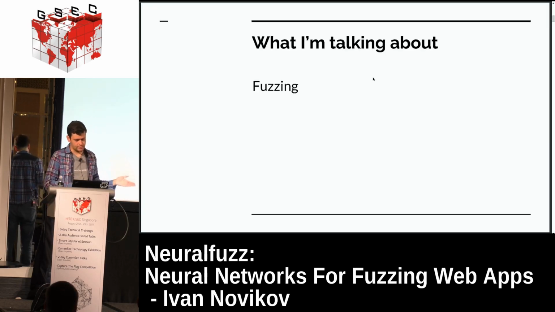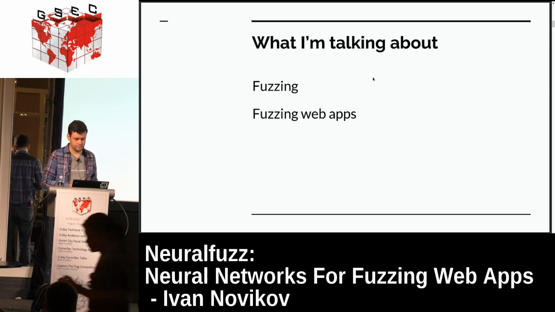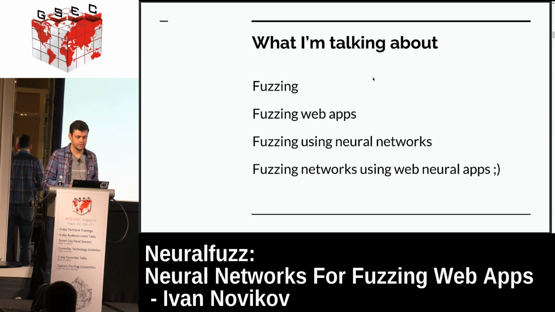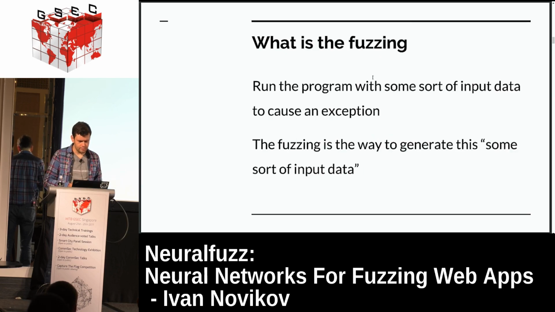So as I mentioned, I'd like to talk about fuzzing for web apps, fuzzing for neural networks, and how to combine all these things together in the right way, not in this way, obviously. So let's start with the definition of fuzzing.